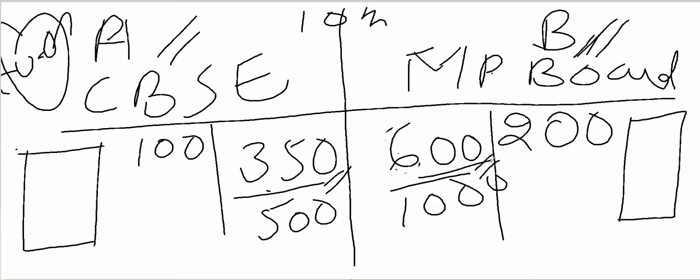Student B got 600 marks out of these 1000 marks. Student A got 350 marks out of this 500 marks. Right? This is an error in judgment, right? If you go for absolute values.